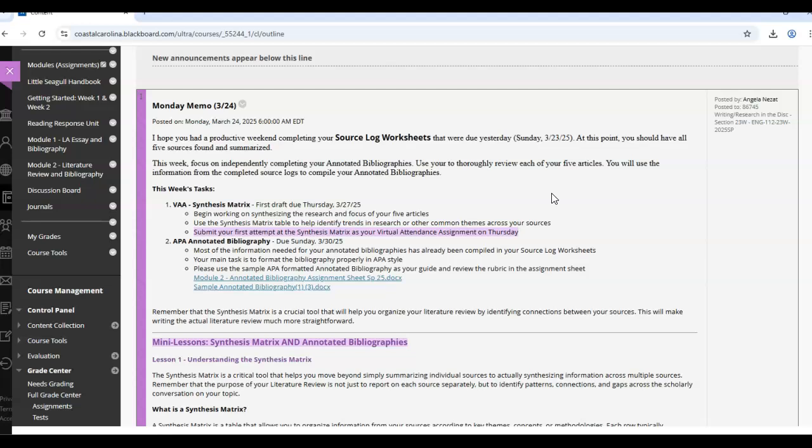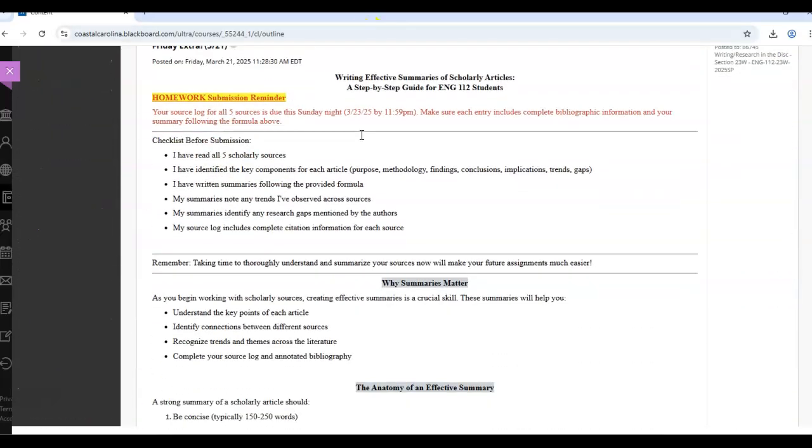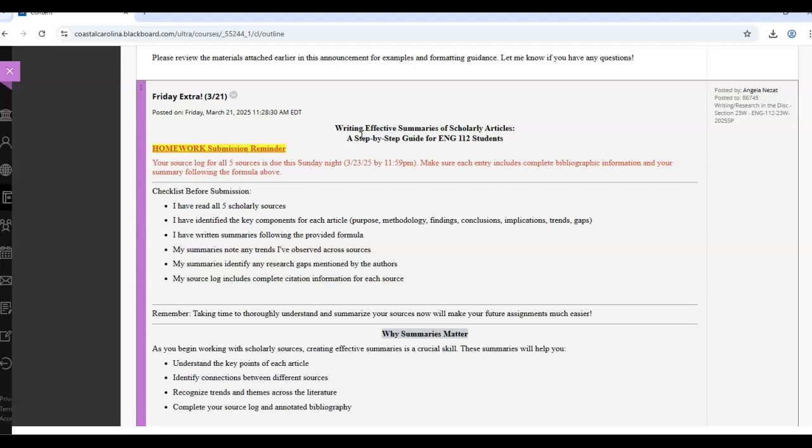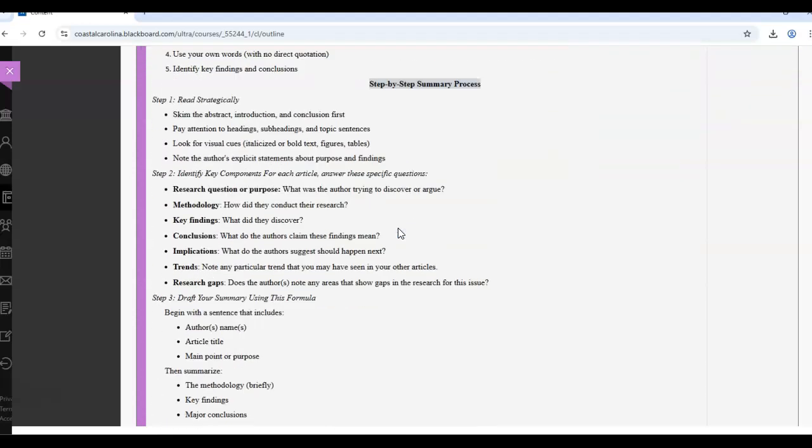All right, by now you should have your 5 sources found with your APA citation and those sources summarized. If you remember, on Friday I gave you a step-by-step guide on how to do a summary very specifically for this kind of paper. What kinds of things you should be looking for in these articles, because all the articles will be set up fairly similarly. And ideally, you're going to ask these questions, these key components.